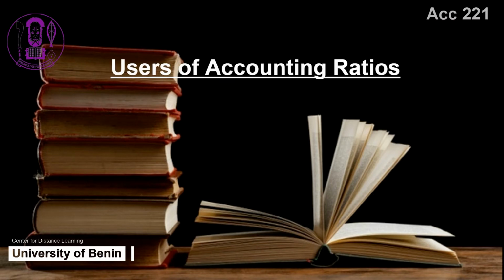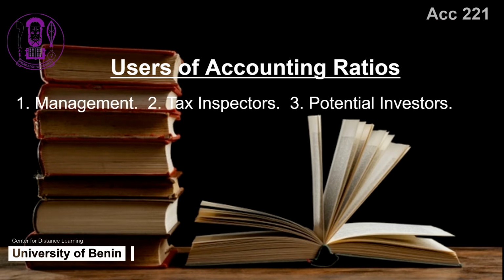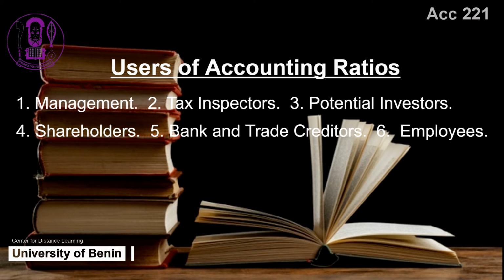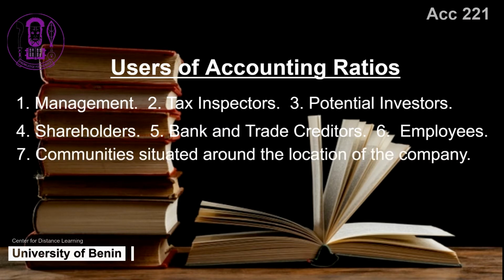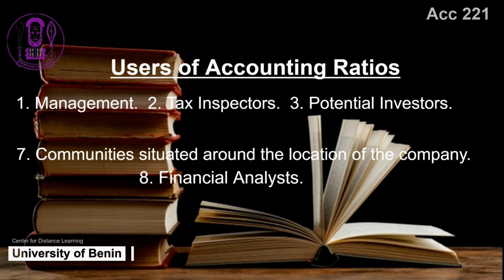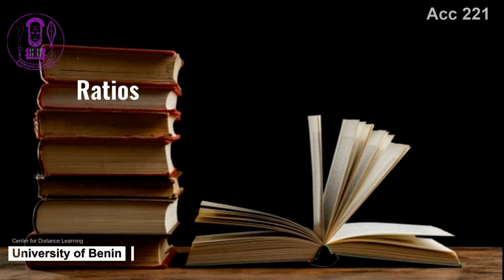Users of accounting ratios. The following users of accounting ratios are critical in the use of ratios. 1. Management. 2. Tax inspectors. 3. Potential investors. 4. Shareholders. 5. Bank and trade creditors. 6. Employees. 7. Communities situated around the location of the company. 8. Financial analysts.